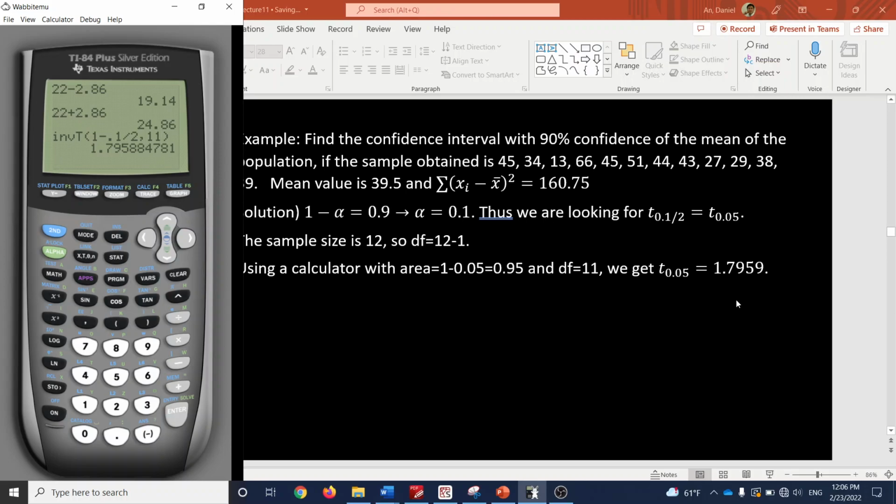What did I do? Oh, that's wrong. If I said the inverse norm on the paper, please correct it.